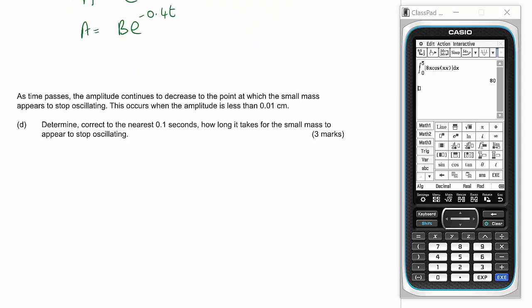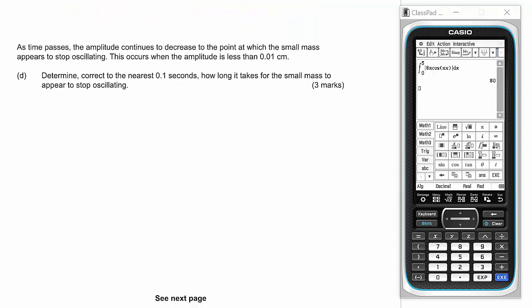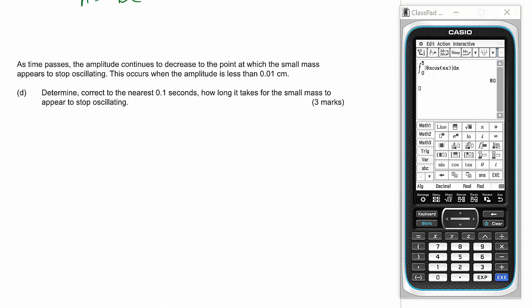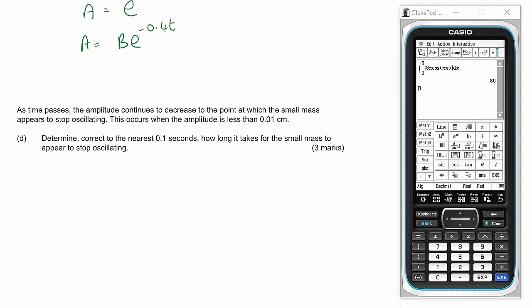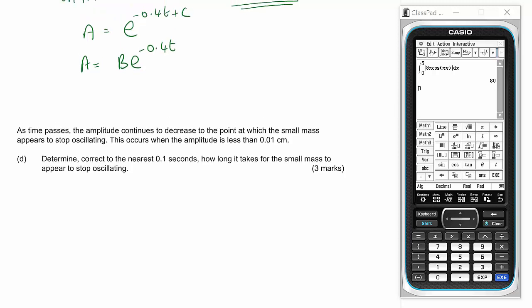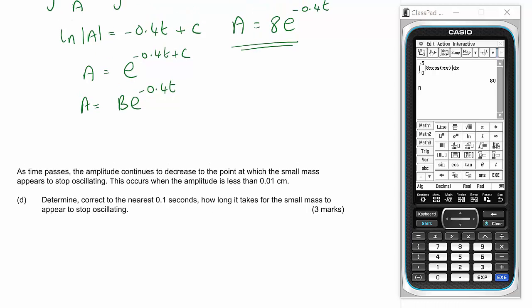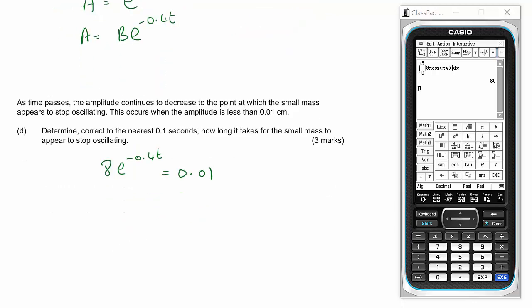As time passes, the amplitude continues to decrease to the point at which the small mass appears to stop oscillating. Determine correct to the nearest 0.1 seconds, or 1 decimal place, how long it takes for the small mass to appear to stop oscillating. So what we want is 8e to the -0.4t to be equal to 0.01. So we just need to solve that. So I just paused the video and did that, and we can see 16.71.